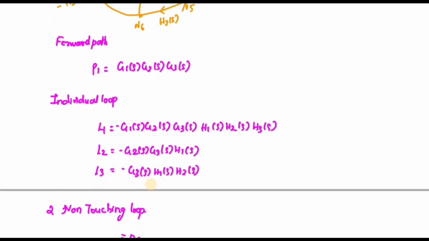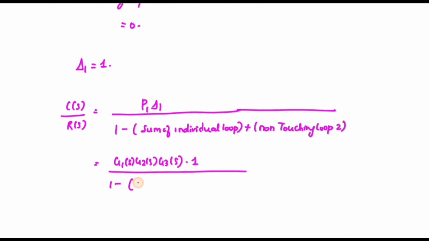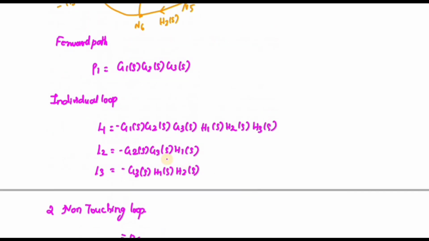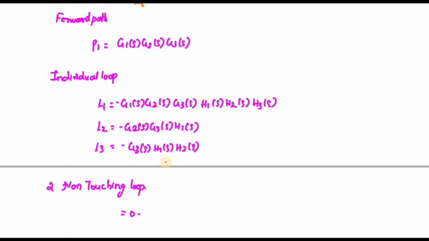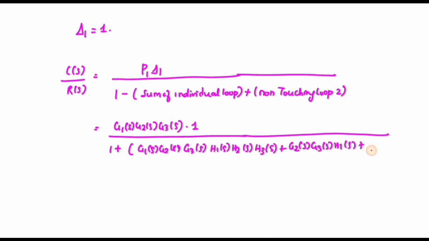Since all the individual loops have a minus, I'm going to take it as plus. G1 of S, G2 of S, G3 of S, H1 of S, H2 of S, H3 of S, plus G2 of S, G3 of S, H1 of S, plus G3 of S, H1 of S, H2 of S. Okay.